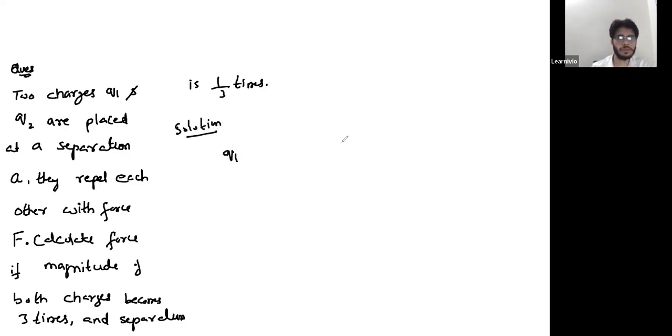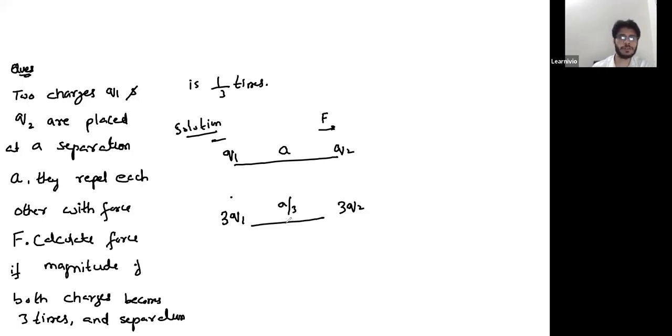This is charge Q1 and this is Q2. Initially, they are placed at a separation A. So they just repel each other with some force F. Now you make their magnitudes 3Q1 and 3Q2 and the separation becomes A by 3. Now you're supposed to calculate force F prime. Your F prime should be in terms of F, like F prime could be double of F, it could be half of F, thrice of F. Just try calculate F prime in terms of F.